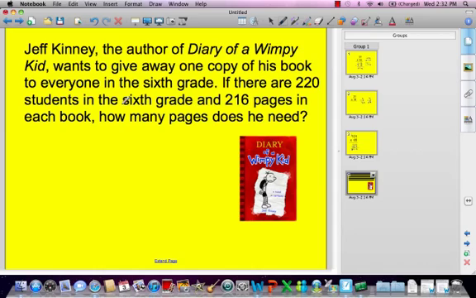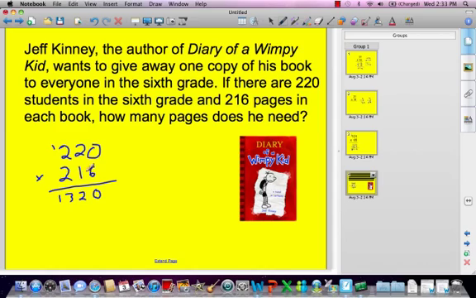Anyway, Jeff Kinney wants to give away 1 copy of his book to everyone in the 6th grade. If there are 220 students in the 6th grade, I don't think that's right. But anyway, if there are 220 in the 6th grade and 216 pages in each book, how many pages does he need? Well, all we're going to be doing is a 3-digit multiplication problem. Right? There's 220 students, and each student gets one book that has 216 pages.